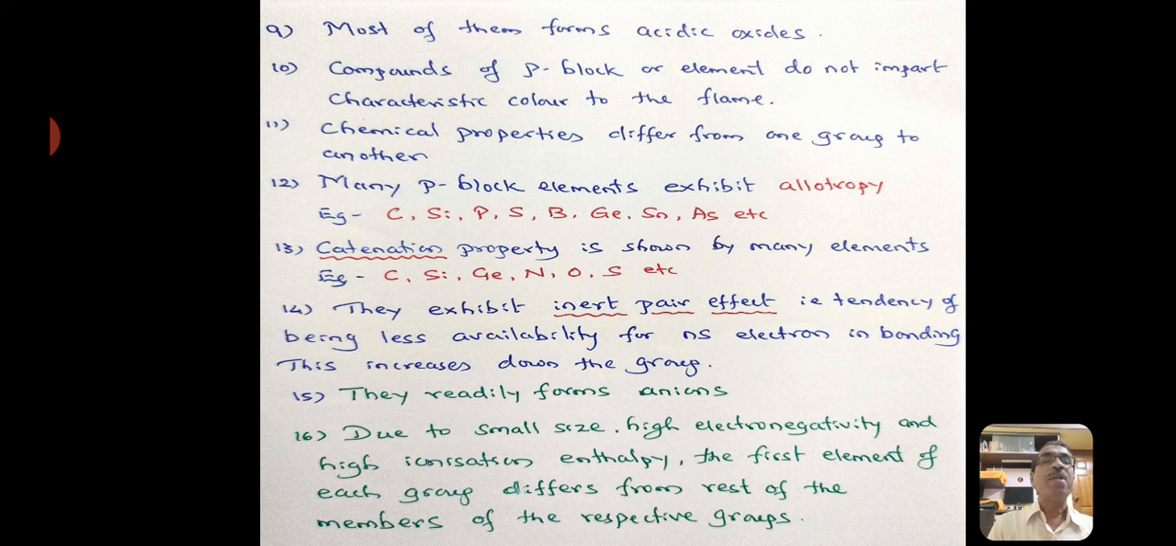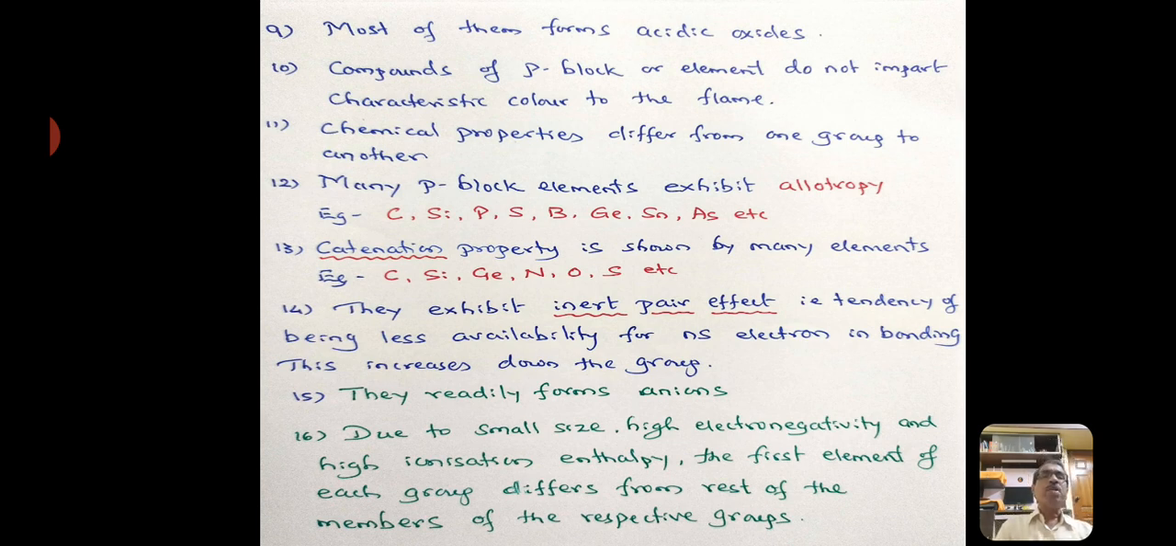Many p block elements exhibit allotropy. Examples of elements which show allotropy are carbon, silicon, phosphorus, sulfur and so on. They also exhibit another property called catenation, that means chain forming. Catenation means the elements form chains. For example, carbon, silicon, germanium and so on.